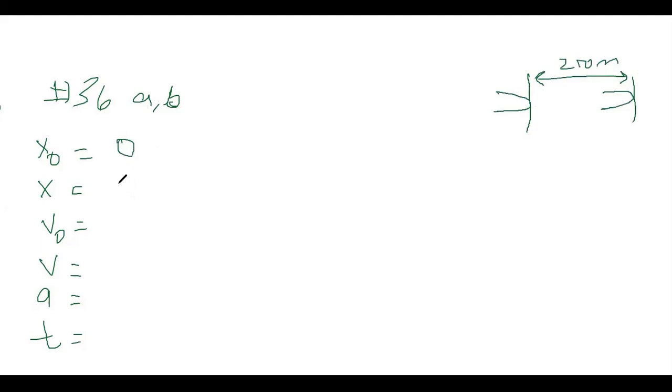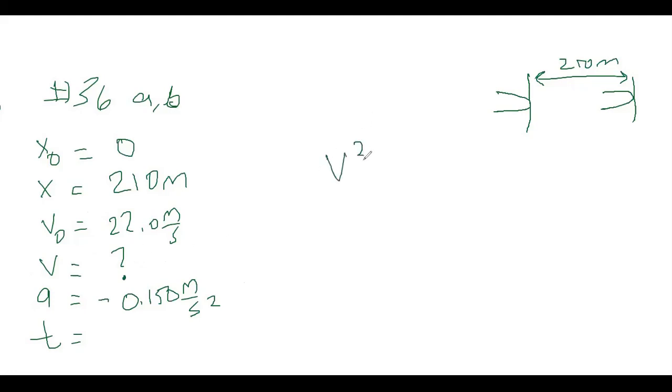So our initial position is 0. Our final position is 210 meters. Our initial velocity when it hits the station is 22 meters per second. We're looking for the final velocity, and the whole time it's decelerating at negative 0.150 meters per second squared. Our goal is to find the velocity, so we have to choose the equation: v squared equals v naught squared plus 2a times x minus x naught. We don't know t, so we have to choose the equation without t in it.